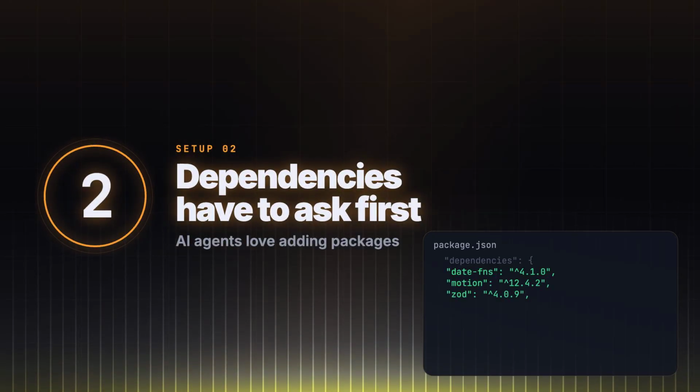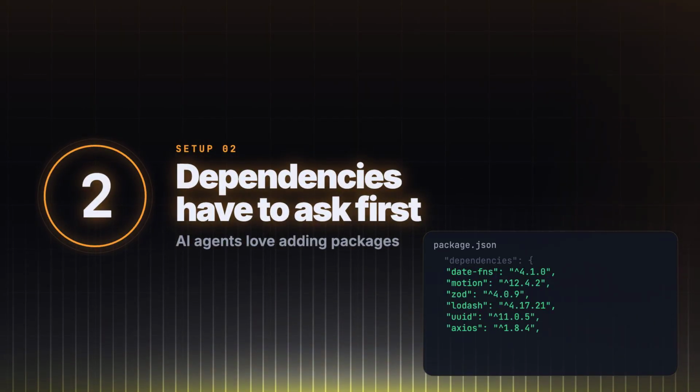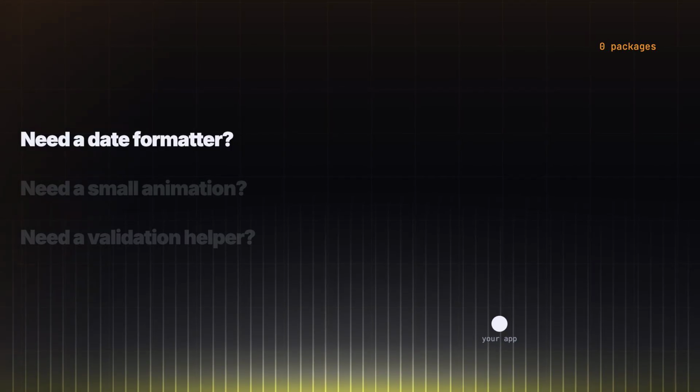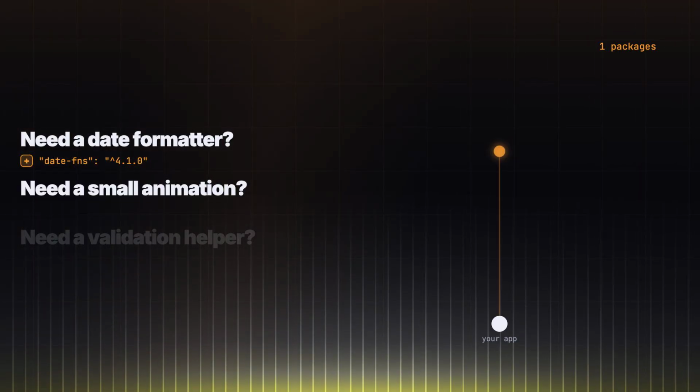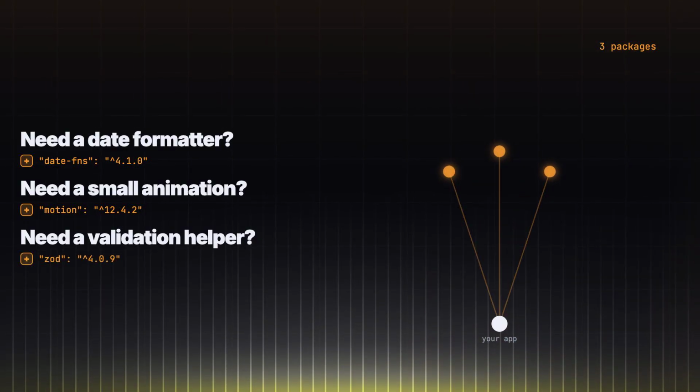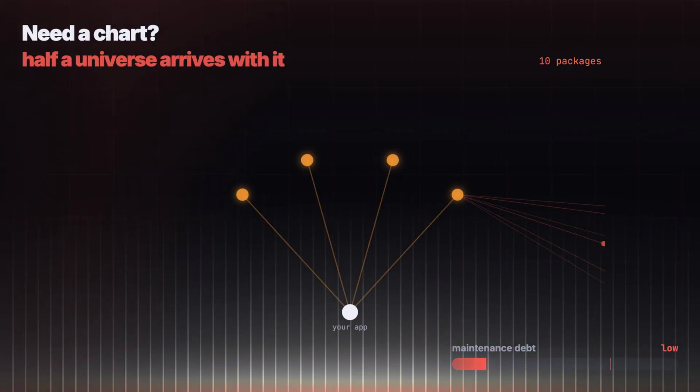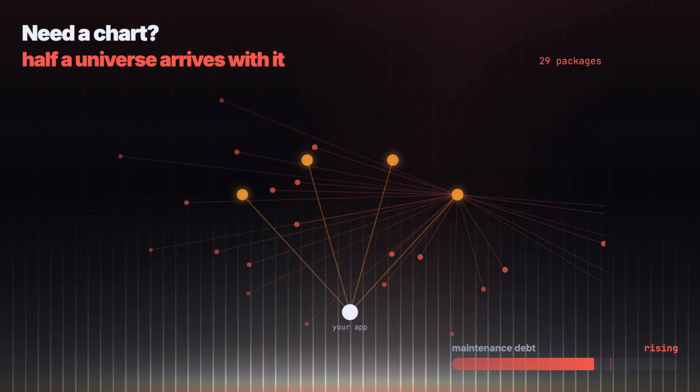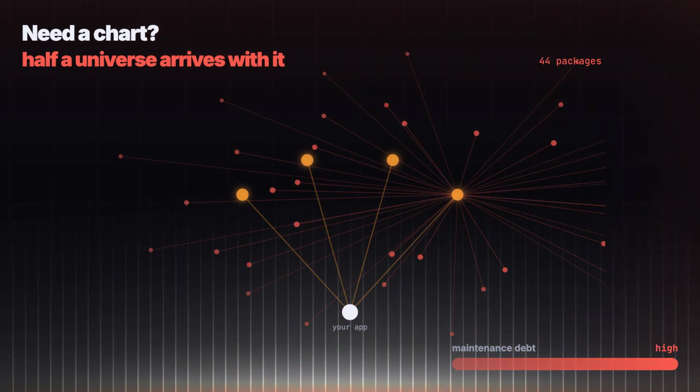AI agents love adding packages. Sometimes that is correct. Often it is laziness. Need a date formatter? Add a package. Need a small animation? Add a package. Need a validation helper? Add a package. Need a chart? Add a package that drags in half a universe. This is one of the easiest ways vibe coding turns into maintenance debt.